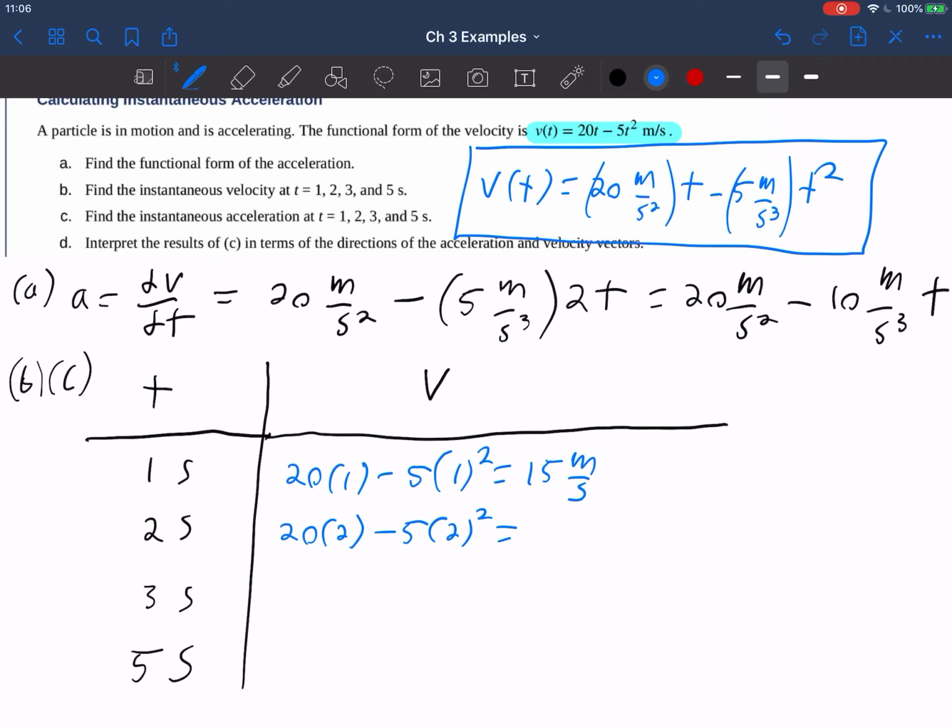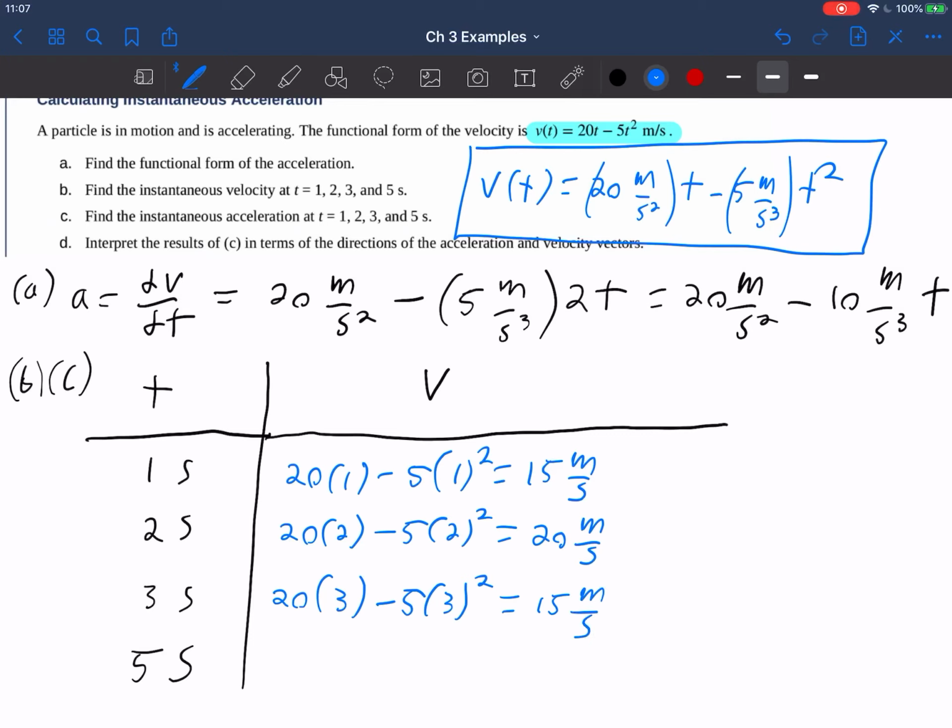All right, so I have a velocity at that moment of 20 meters per second. At time equals 3 seconds, I now have 20 times 3 minus 5 times 3 squared. When I plug that in, I get 60 minus 45, or 15 meters per second. So we're back to our original velocity.